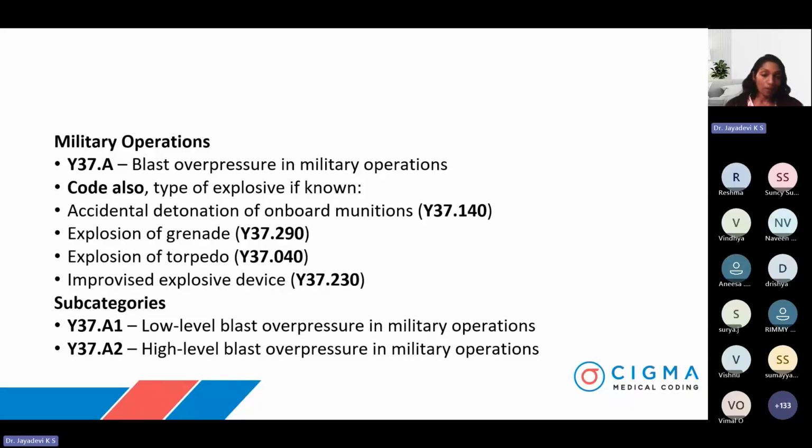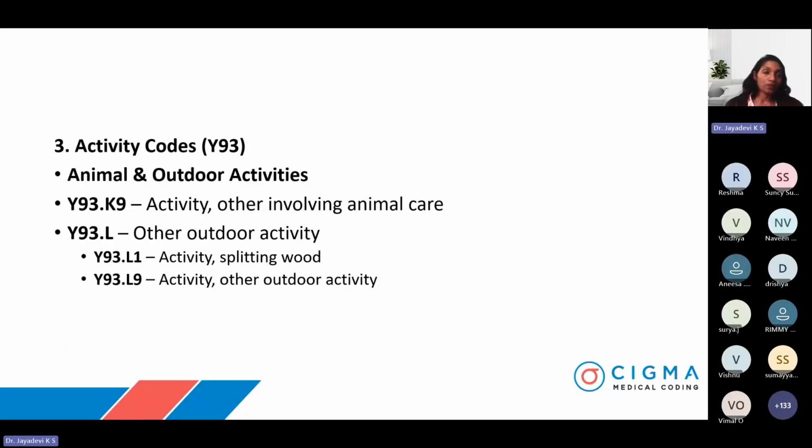Now, activity codes also, animal and outdoor activities, Y93.K9 involving animal care and Y93.L other outdoor activities, that is L1 for activity of splitting of wood, L9 for activity of other outdoor activities. So these are the new codes introduced.